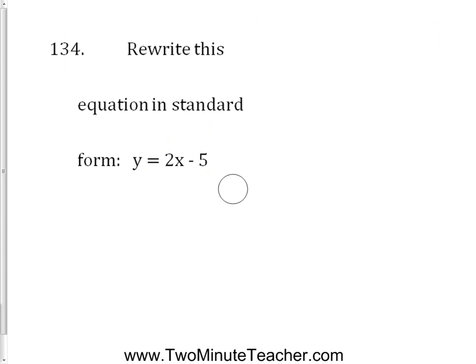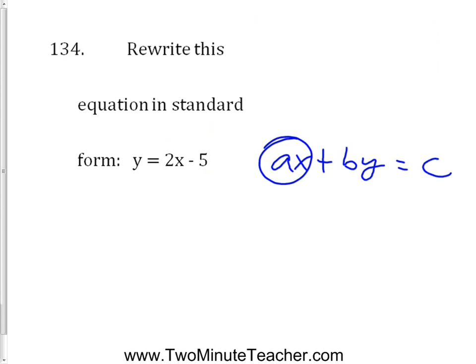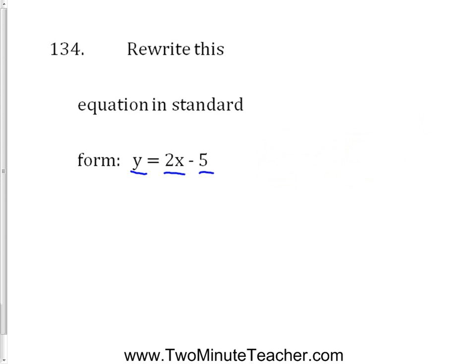To write it in standard form, you're going to want to get it into this form where you have ax plus by equals c. Basically, you want to have the x part first, then the y part, and then a constant at the end. Okay? So, to get this one, you want to get the x over to the other side of the equation over here. So I'm going to subtract 2x from both sides.